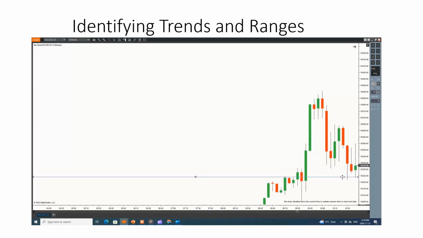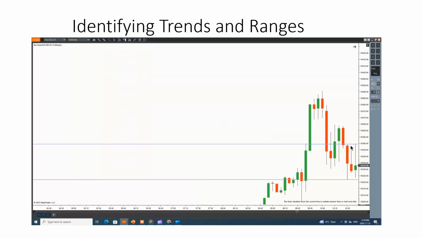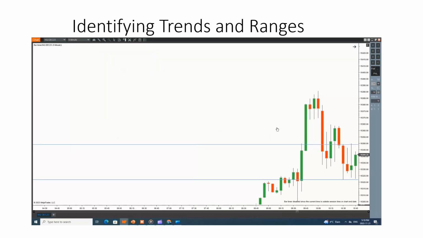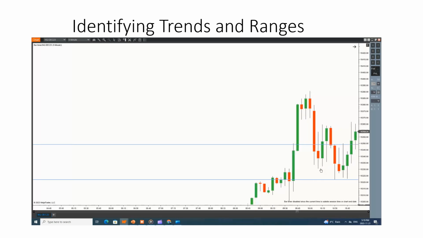Market is in a range now. Why? Because the last two bars have closed within the range of this bar. Market has to break this in order to come into any trend. Now we got three consecutive green bars making new higher highs, and this bar gives us a close outside this range. Market is in an uptrend.